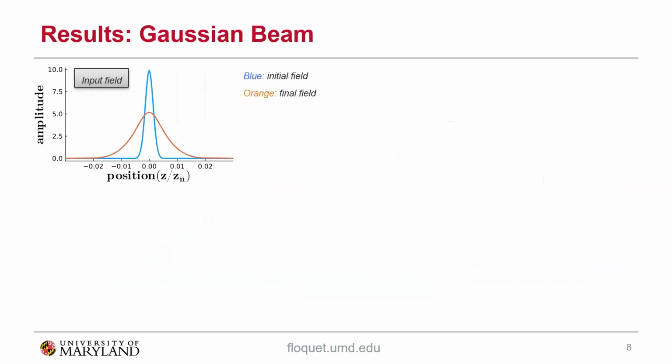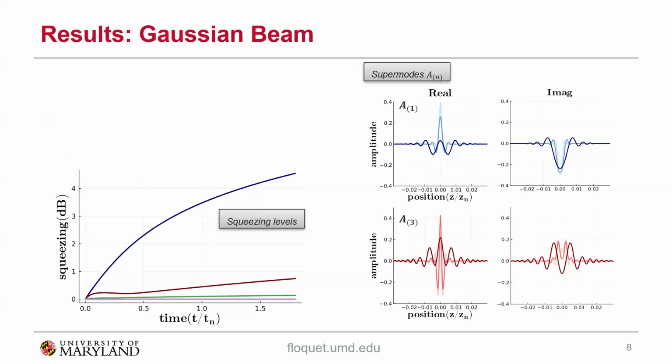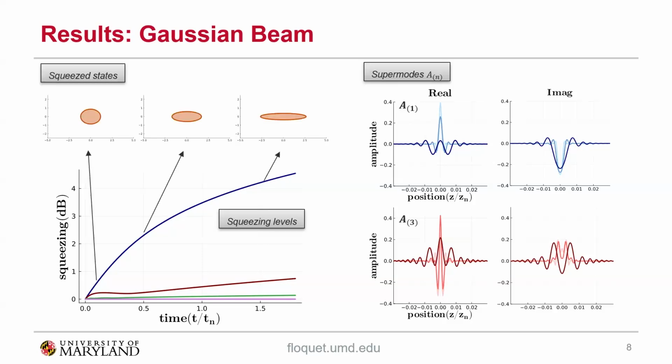For reference, we also simulated a Gaussian field. Now, note that the final field has indeed broadened more than the initial field. This suggests that for a Gaussian beam, dispersion plays a bigger role than nonlinearities. Just like before, we have our squeezing levels and their associated supermodes. And just like before, the first supermodes are the ones that produce the most squeezing. Now, note that for the Gaussian beam, we only have 2.5 times of noise reduction.